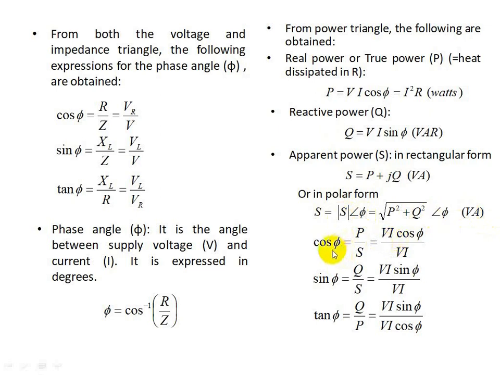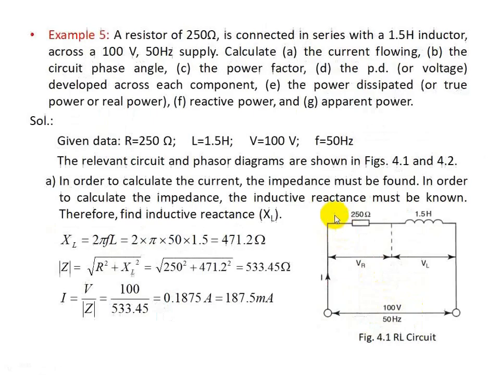So similarly, these expressions can be written from the power triangle. So cos phi is adjacent side by hypotenuse, that is P by S, which is nothing but VI cos phi by VI. Sin phi is opposite side by hypotenuse, that is Q by S. This is nothing but VI sin phi by VI. Tan phi is opposite side by adjacent side, Q by P. Q is VI sin phi, P is VI cos phi.